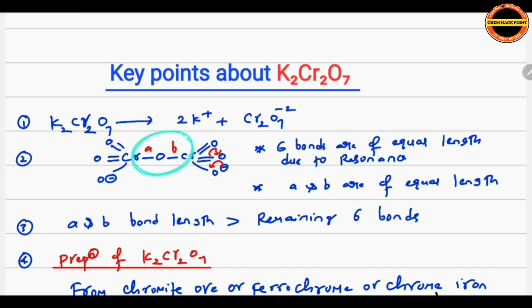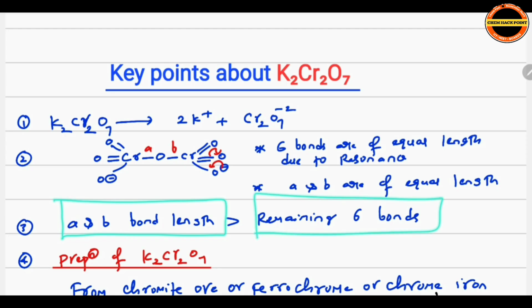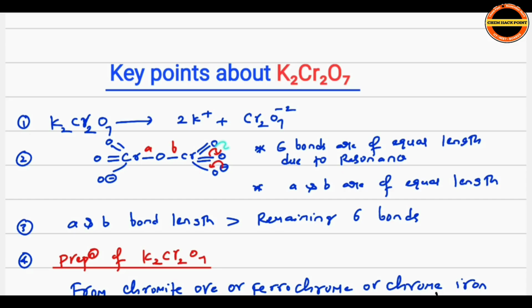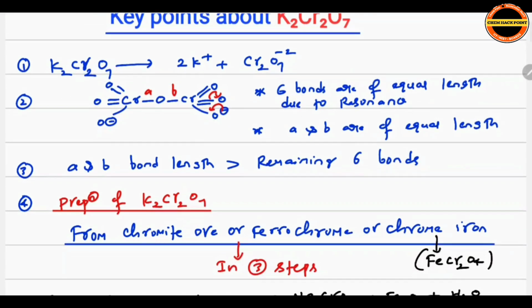But these 2 bonds, which are labeled as A and B, have no resonance, and are of different bond length. But remember, A and B bond length is greater than the remaining 6 bonds, because in the remaining 6 bonds, double bond converts into single bond and single to double bond due to resonance. We know these 6 undergo resonance, but here no resonance. So bond length of A and B is greater than the remaining 6 bonds.